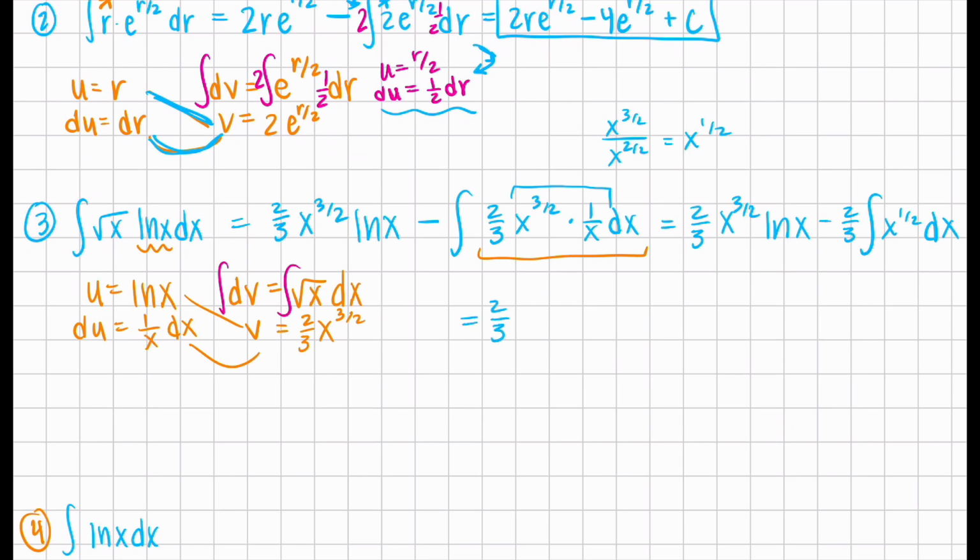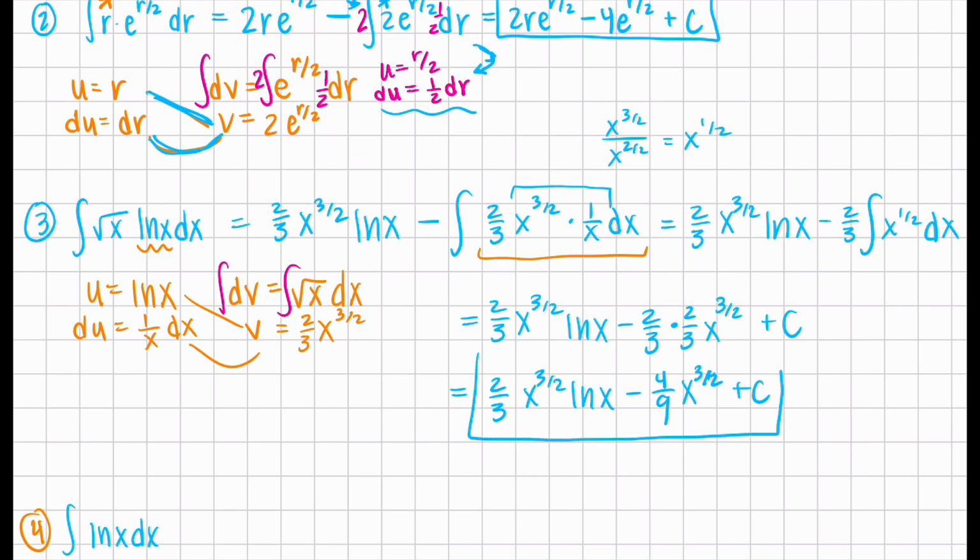So again, copying down my first term. Okay, with my 2/3 from out front, integrate x to the 1/2, we're going to add 1 to the exponent, so it's going to be 3/2. Flip it, I have 2/3, and don't forget your plus c. Last step, I'm going to do 2/3 times 2/3, which is 4/9. And that is my final answer.